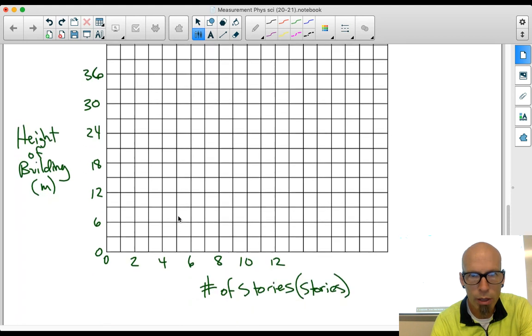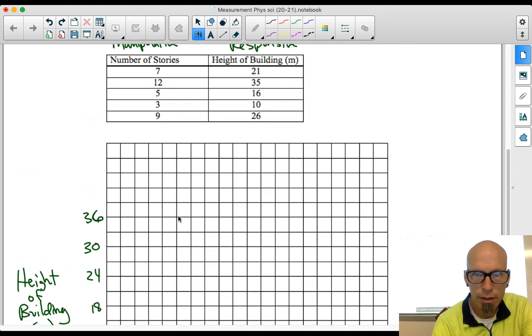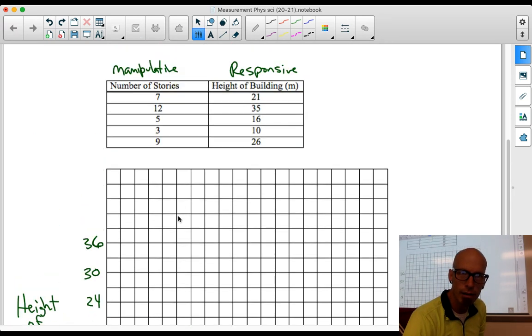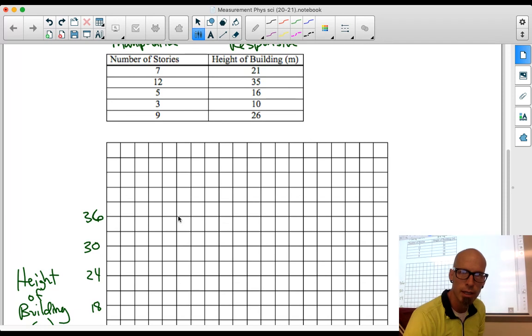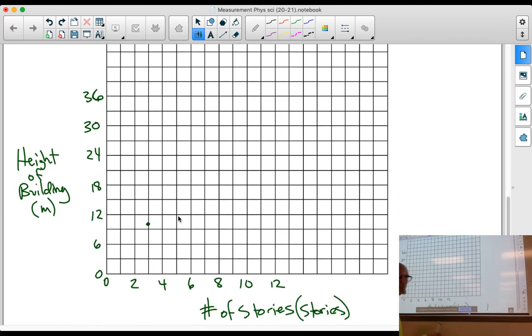Now I got to plot my points, right? So plot my points. Oh my gosh. Okay, 3, 10. 3 over here. 10. Oh boy, that's 9. 10 is about a third of the way up to 12 from 9. So right about there, 3, 10. And what was the next one? 5, 16, and then 7, 21. 5, 16 is a third of the way up to 18.